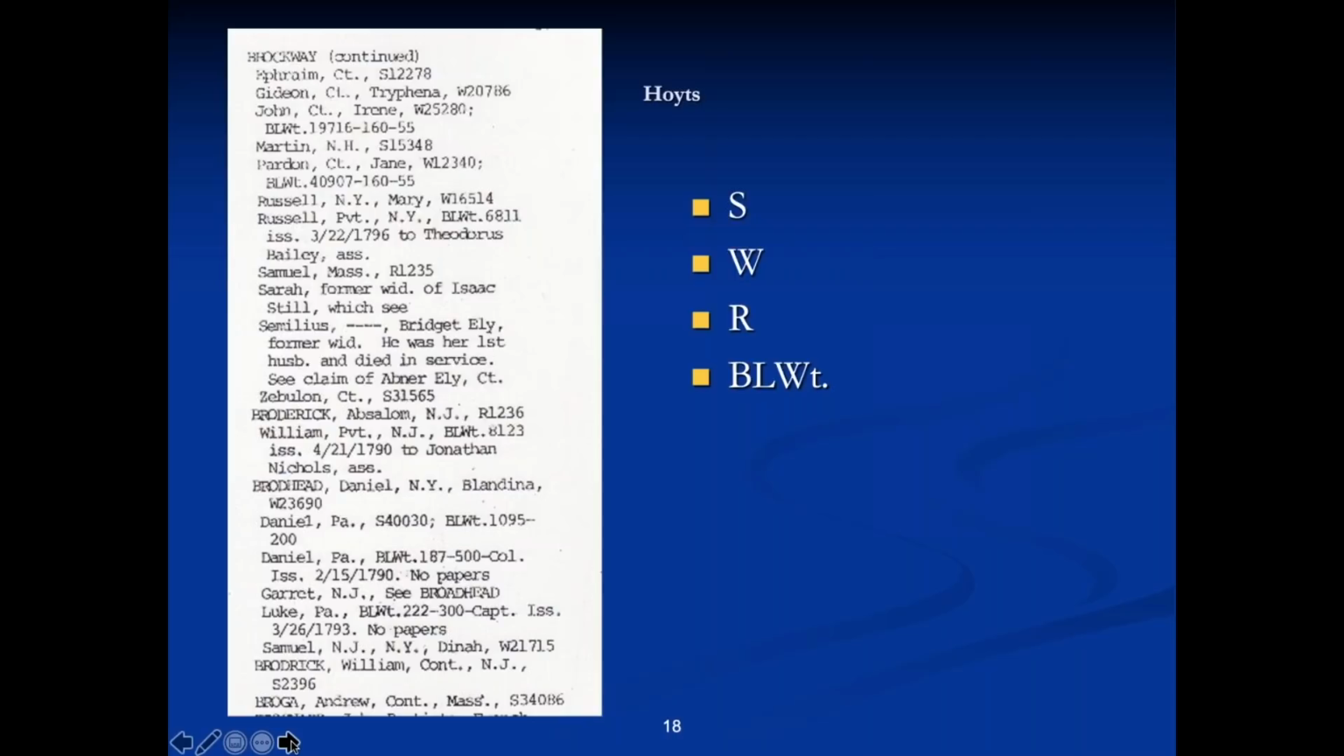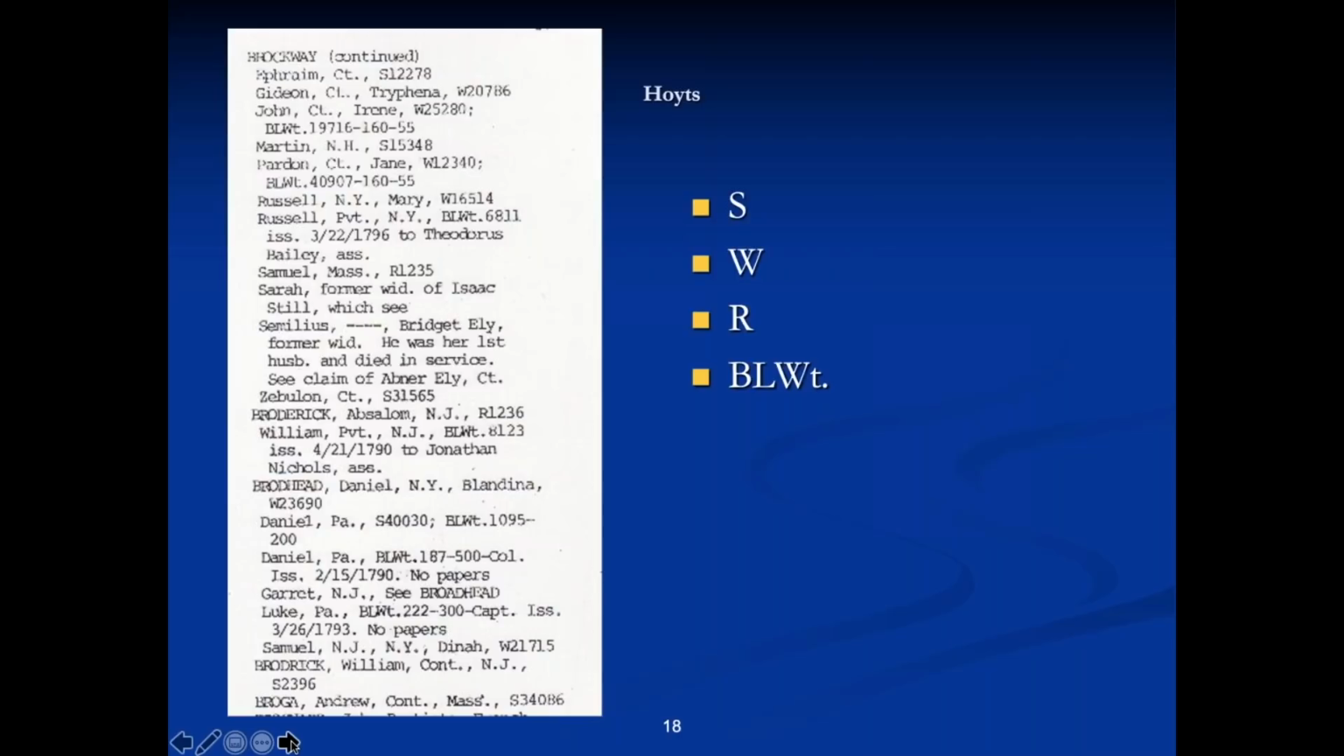In a pension file, you may find more than one file, especially if it's a W or an R file. An S file may have two pension files in it. It may have the soldier being rejected and then the soldier being accepted.